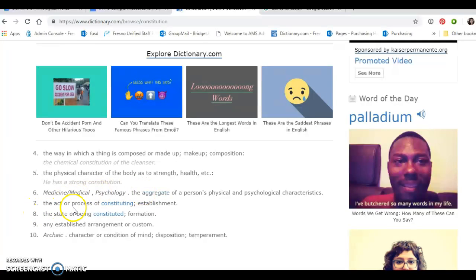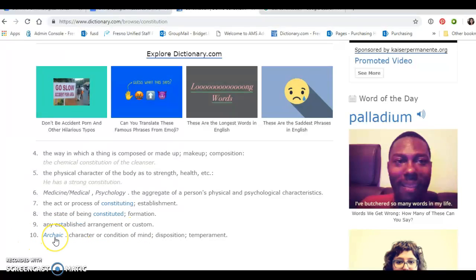Number 7, the act or process of constituting, establishment. Number 8, the state of being constituted, formation. This looks pretty close right here because we're looking at the word formation too. So that Darwin's talking about the islands forming. Number 9, any established arrangement or custom.